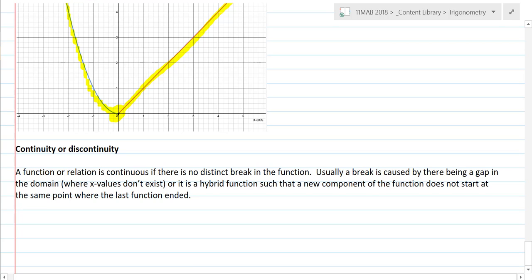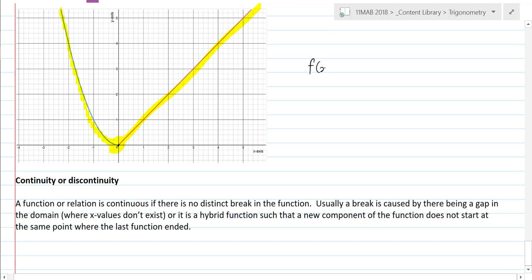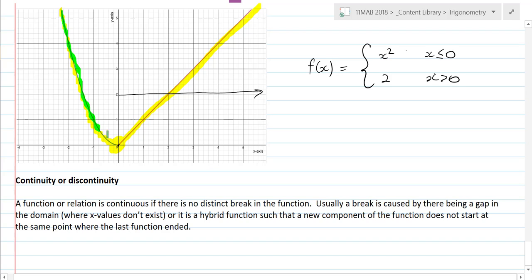It would be discontinuous if the function was something like f of x equals, that's an integral sign. Sorry, I'm really struggling to draw these curly brackets. There we go. f of x equals x squared for x is less than or equal to 0, and f of x equals 2 for x is greater than 0, then my function would look like this. It would be that quadratic component, and it would be x equals 2. And so it would be this green one here, and you see that this gap creates discontinuity.